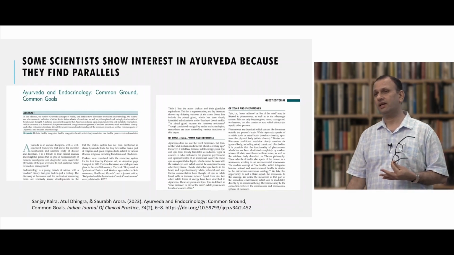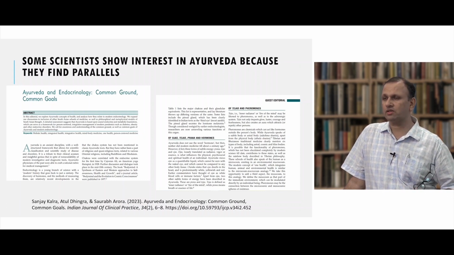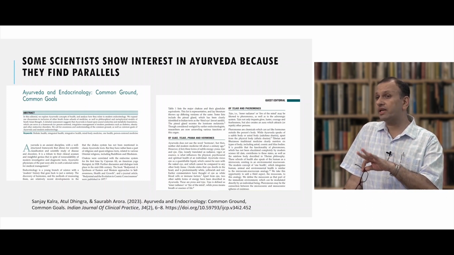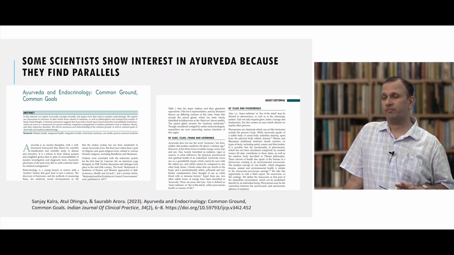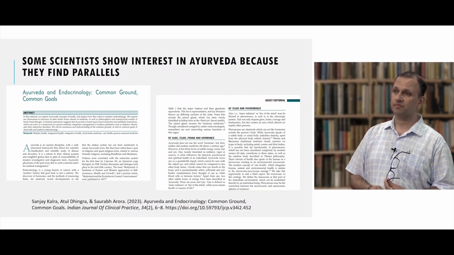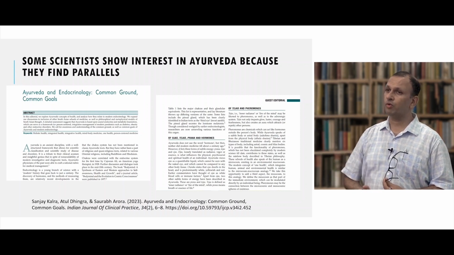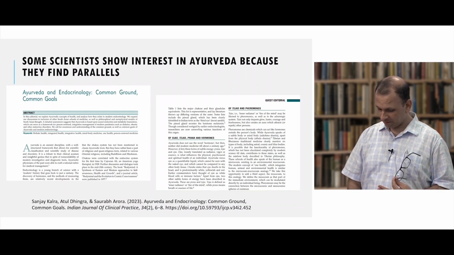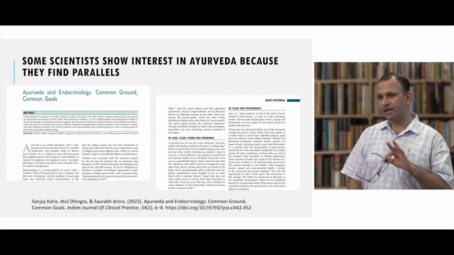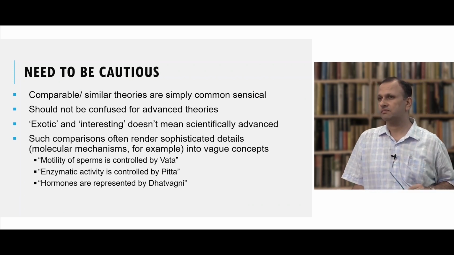Now, I recently got to read an article, Ayurveda and Endocrinology, Common Ground, Common Goals. So this was authored by endocrinologists, not by Ayurvedic scholars. And we need to be very, very careful while reading such kinds of articles, right? Some scientists show interest in Ayurveda because they find parallels, and they find these parallels very interesting. For instance, in this article, they write like ojas, tejas, prana, and hormones, tejas and pheromones. So it looks interesting, right? But we should be very, very careful while reading such articles. Comparable or similar theories are simply commonsensical. They should not be confused for advanced theories.